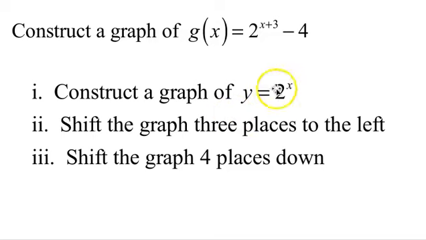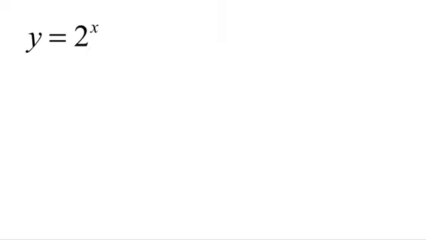We're going to start by constructing the graph of 2 to the x. And then from 2 to the x to 2 to the x plus 3, that's going to require us to shift it 3 places to the left. And then minus 4, of course, will be a vertical shift down 4. So we're going to start with the graph of 2 to the x, then shift 3 places to the left, and then shift 4 places down. That will be our process for this.